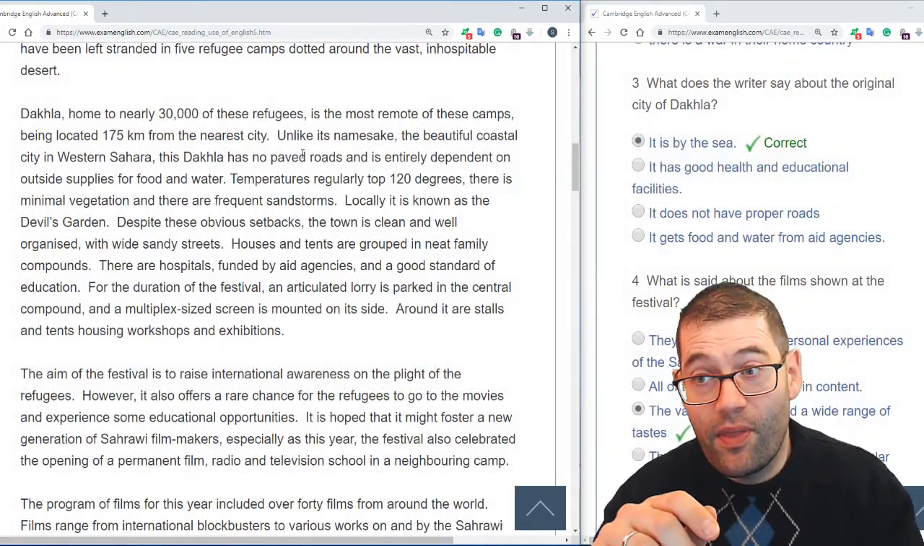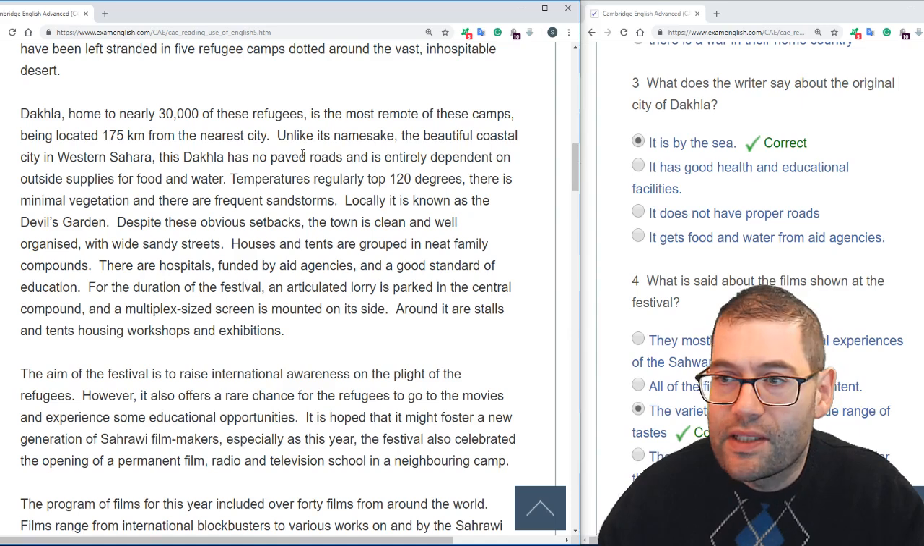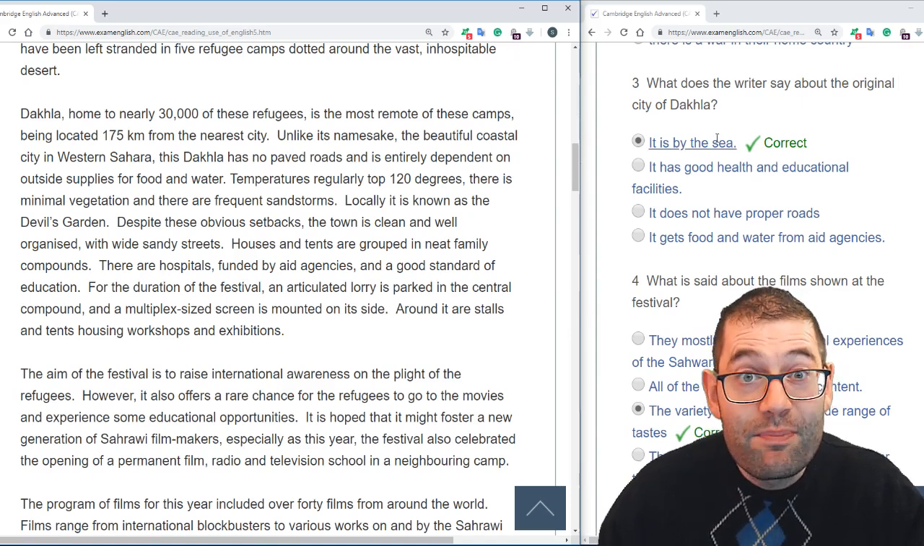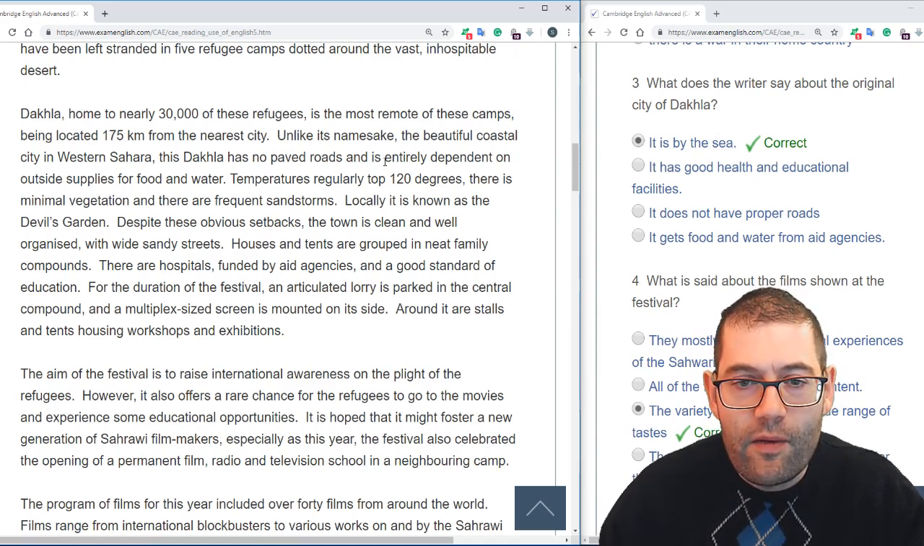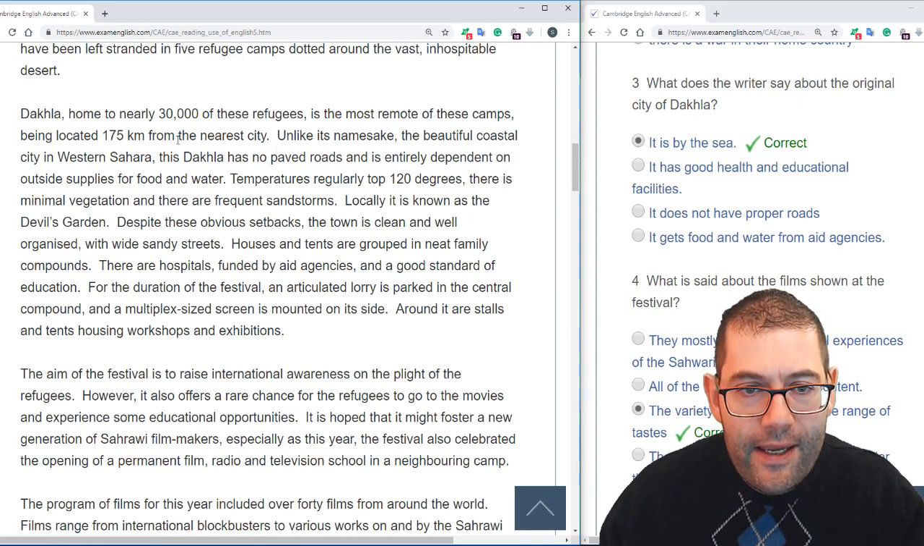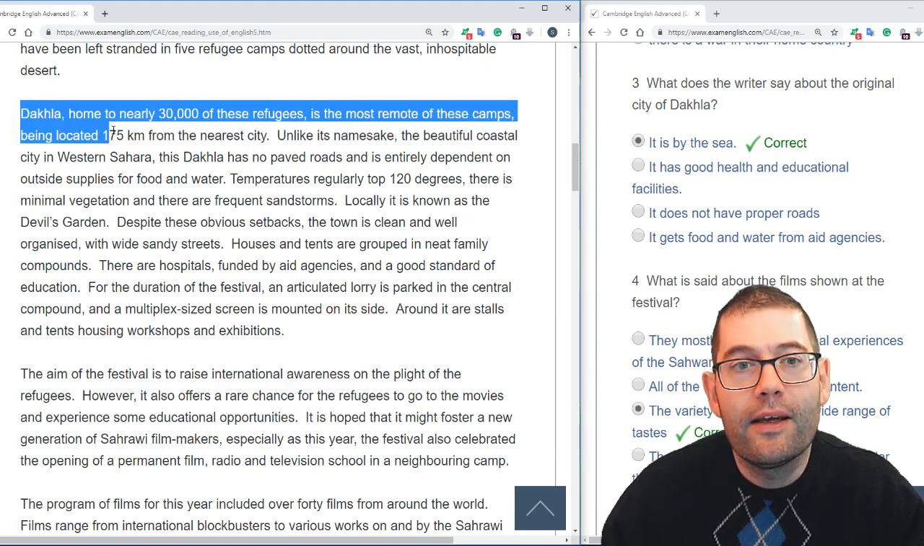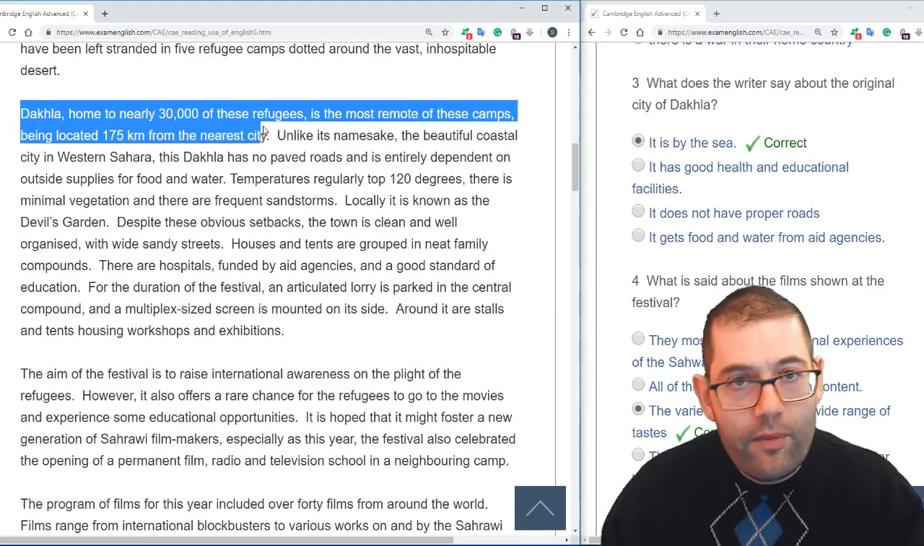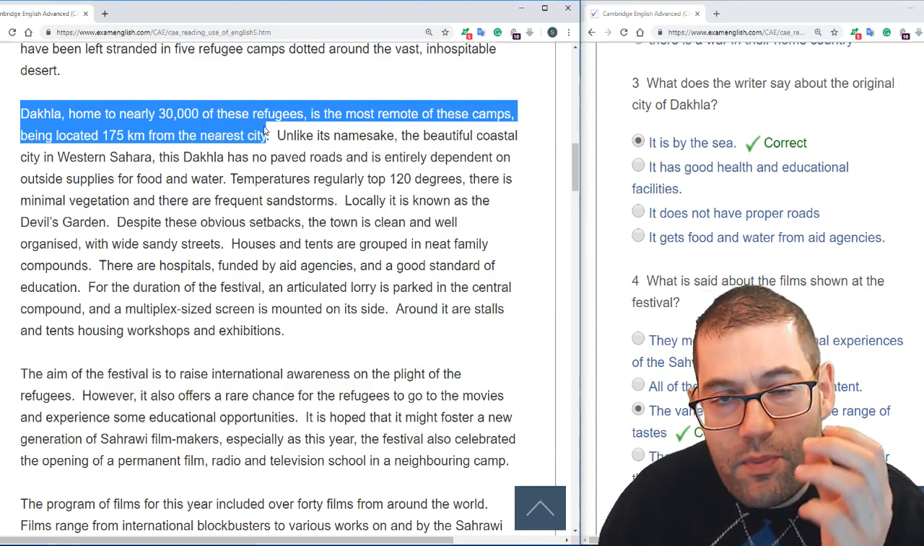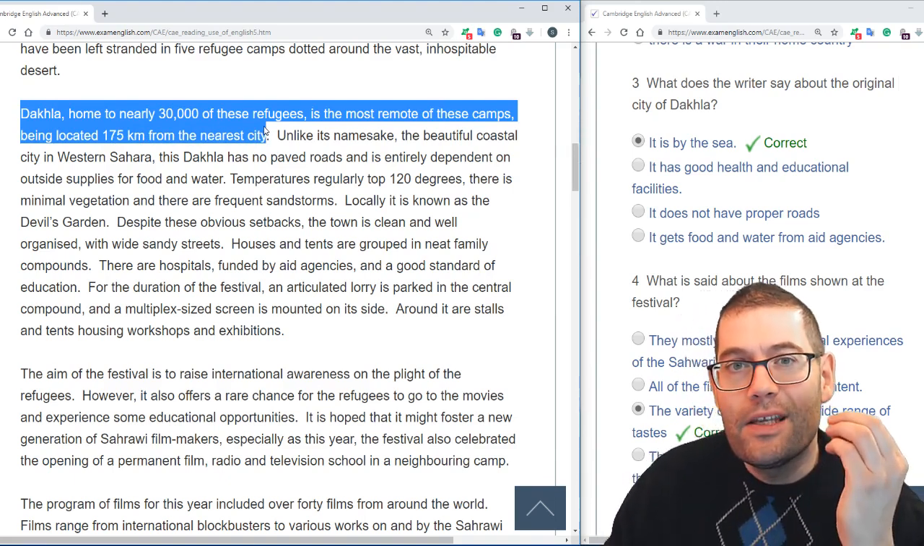Okay, for question number 3, what does the writer say about the original city of Dakhla? The answer is it's by the sea. So let's find our vocabulary links, and we'll find that in the beginning of this paragraph. First of all, it tells you about this Dakhla and where it is. And remember, it's a refugee camp, which means by definition it is new.